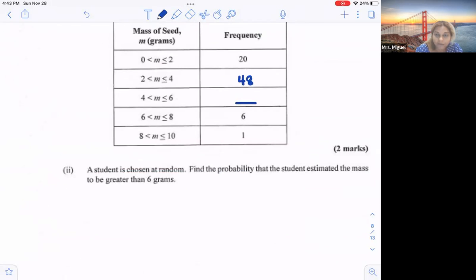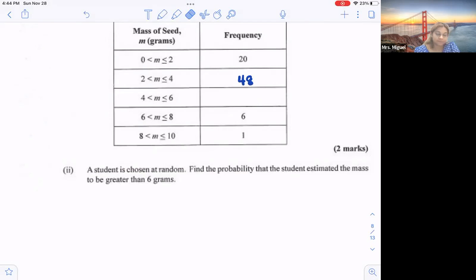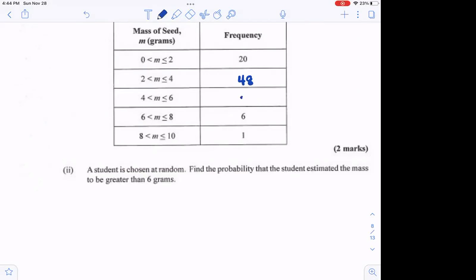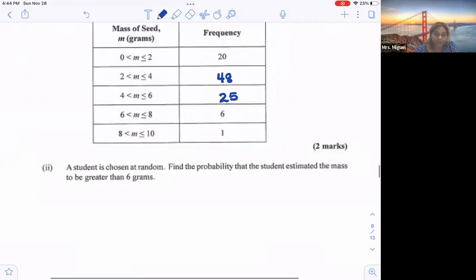So what number, when added together here, will give me 100? 20 plus 48 plus 6 plus 1 minus 100. How much would this value be? Anybody? What is the missing value? Not 27. 25. Let's add it. 20 plus 48 plus 25 plus 6 plus 1 gives 100. You are correct. It is 25, not 27, right?